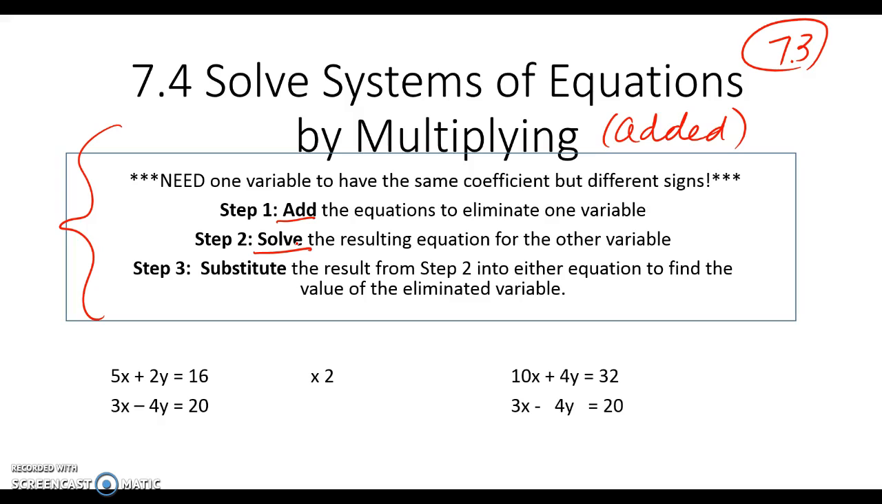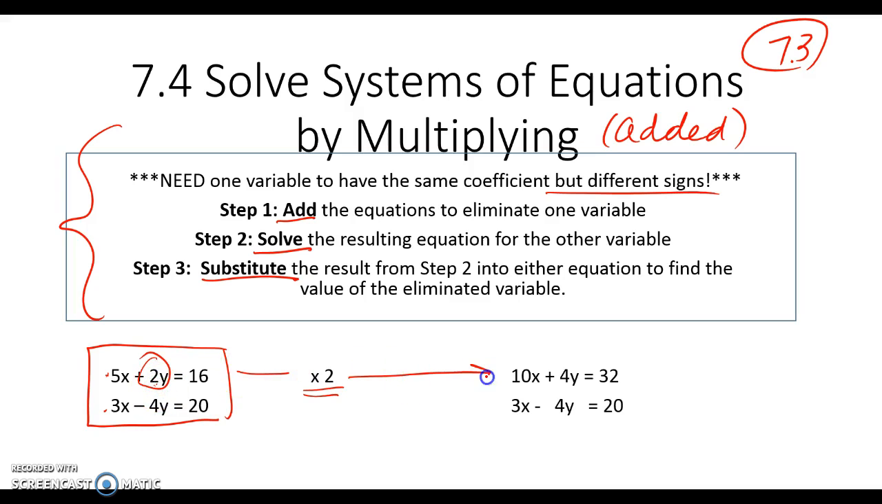We solve the resulting equation for the other variable. And then we substitute the result from step 2 into either equation. So what we're showing is, let's say we have a set of equations that looks like this. Now, the x's don't have the same coefficient. The y's don't have the same coefficient. But what could I do? What could I multiply these equations by to get one of the variables to have the same coefficient but different signs? So I think I'm going to multiply this equation by 2 so that I end up with a 4y.